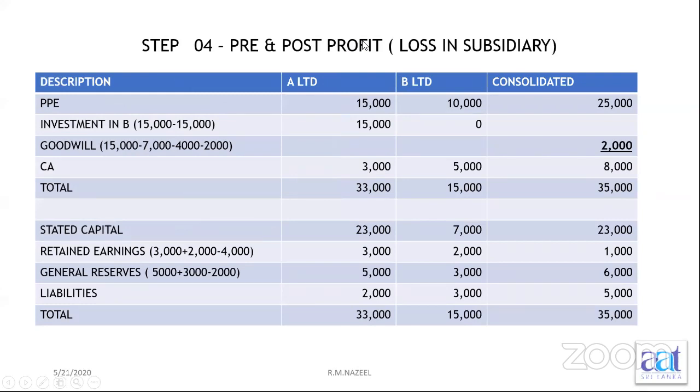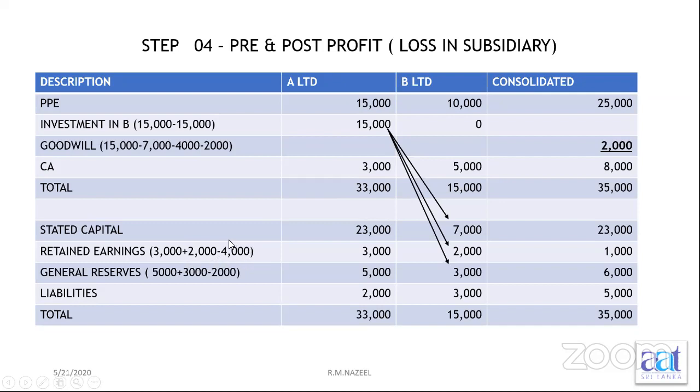Okay, PPE 25,000. Investment has gone because you can see the arrow comes in, it knocks off. So you see the goodwill: 15 minus this 13,000 odd, so therefore 2,000. Current asset 8,000. Therefore it's 35,000. Stated capital, as a rule, always comes from the parent. Retained earnings, parent 3,000, subsidiary 2,000.